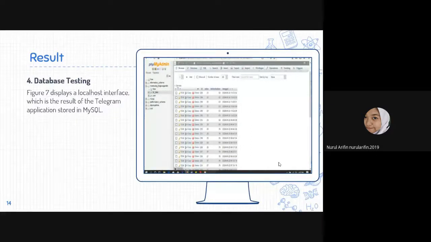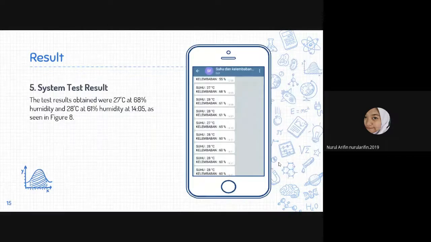Result number 4, database testing. Figure 7 displays a localhost interface, which is the result of the Telegram application data stored in MySQL. Next.